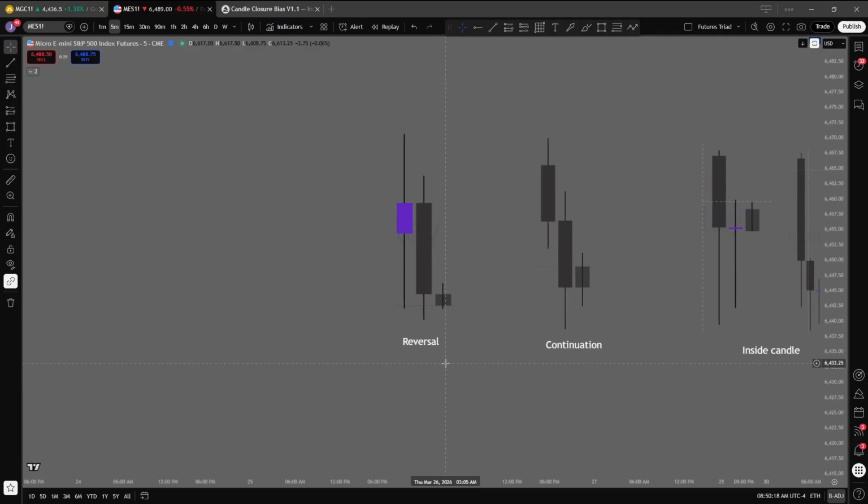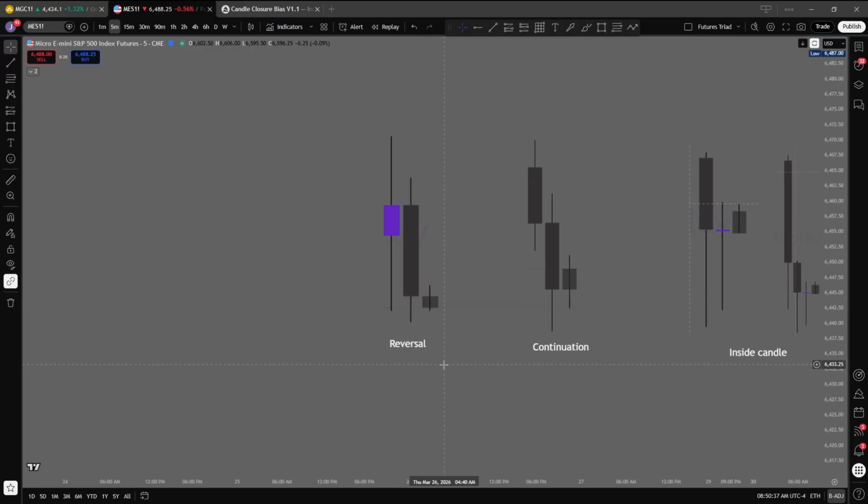All right. So the first scenario is the reversal scenario. Reversal scenario is when the second candle wicks below the first candle's high or low, but closes inside the range of the first candle. In this scenario, we have a bearish candle that wicks below the first candle's low, but closes back inside the range. So this third candle is most likely going to go to this high before it does anything else.